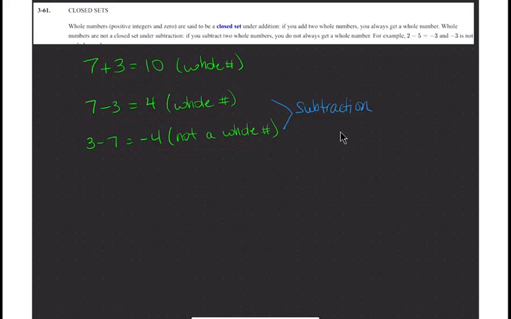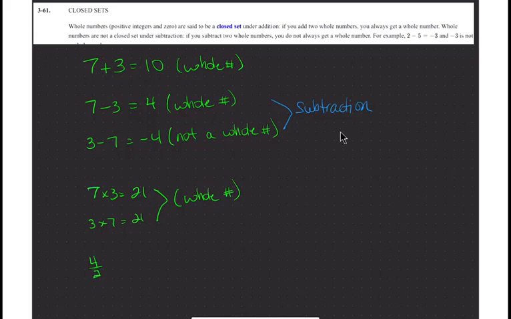I wonder what would happen if we multiplied whole numbers. If we multiplied, let's say 7 times 3, what do we get? 21. Is that a whole number? Yeah. What if we did like 3 times 7? We're still gonna get a whole number. So it's closed under multiplication, right? These two are both whole numbers, right? What about dividing? What if I did, let's say 4 divided by 2?